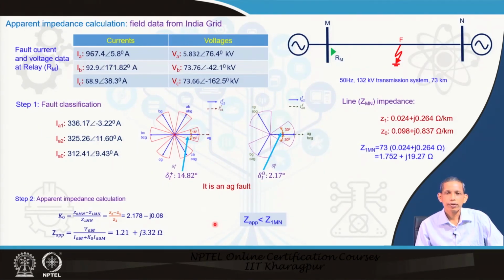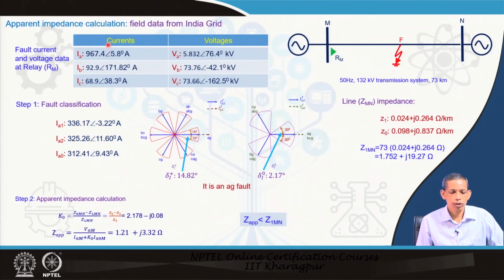Now, we will see practical field data in an Indian grid. A 132 kV transmission system having 73 kilometer length. So, we have the positive sequence parameter and zero sequence parameter per kilometer given here. We can find Z1, the total positive sequence impedance of the line, 1.752 plus j 19.27 ohm.